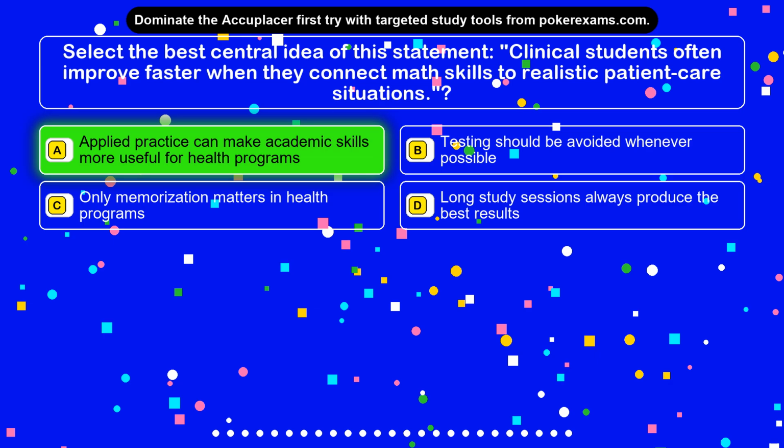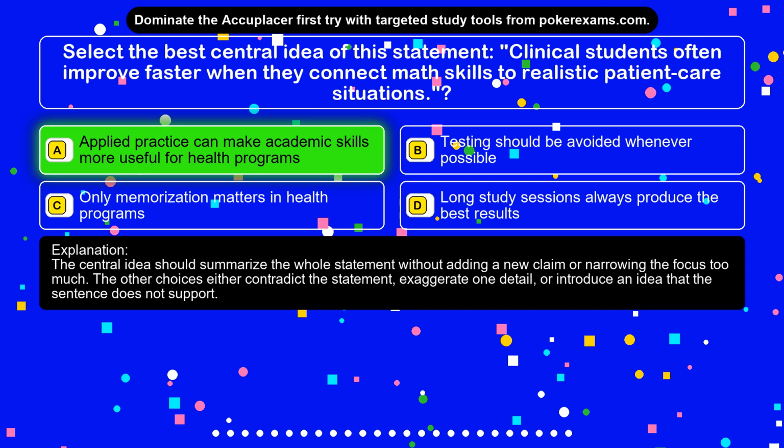The correct answer is option A. Applied practice can make academic skills more useful for health programs. The central idea should summarize the whole statement without adding a new claim or narrowing the focus too much. The other choices either contradict the statement, exaggerate one detail, or introduce an idea that the sentence does not support.